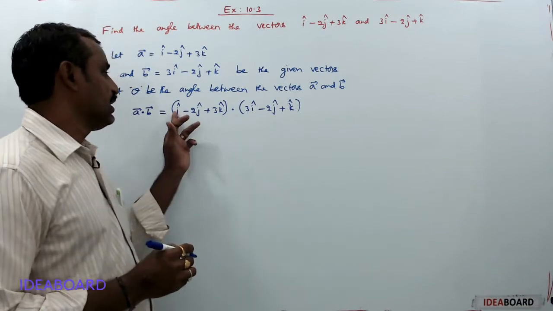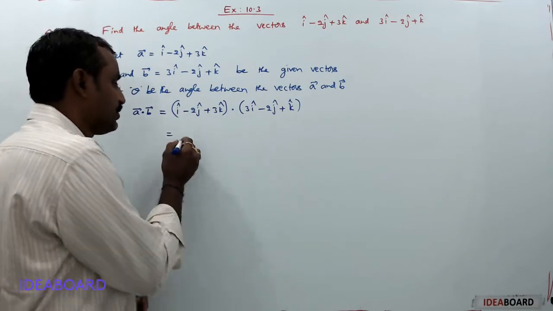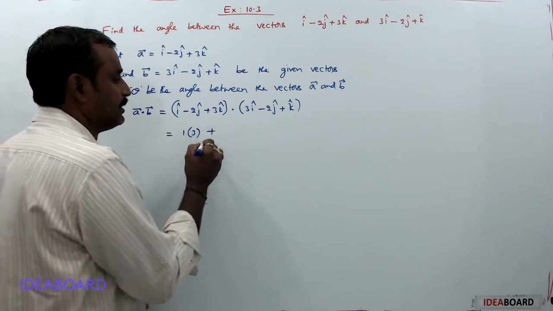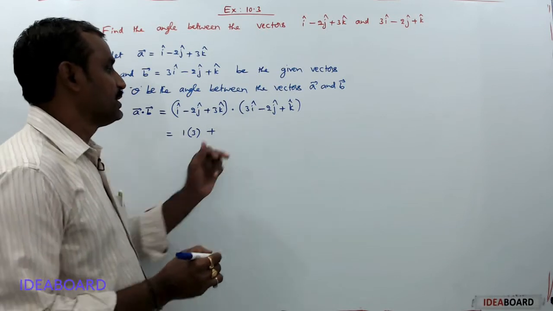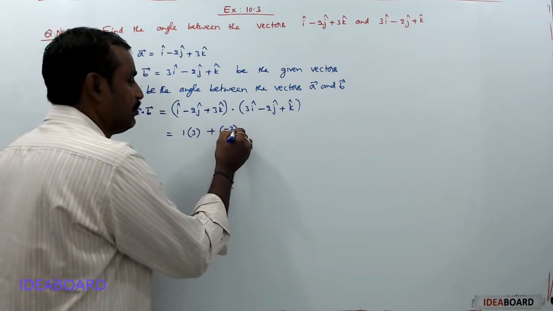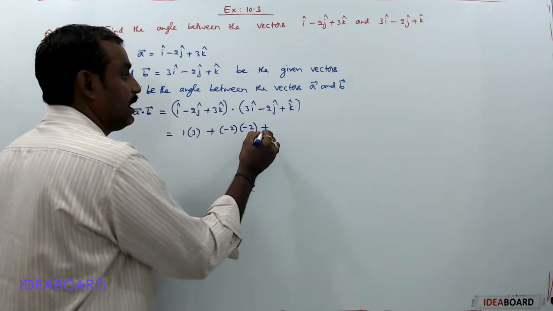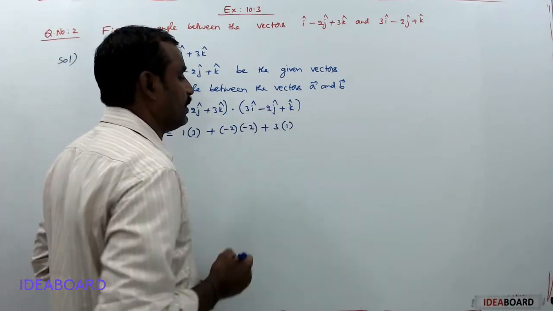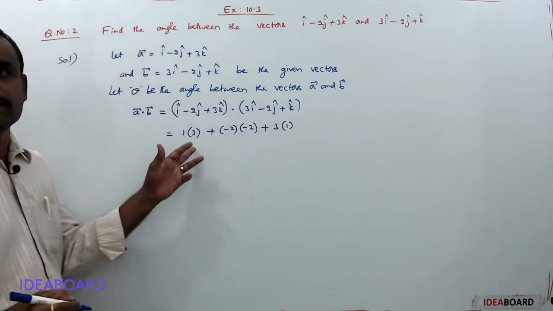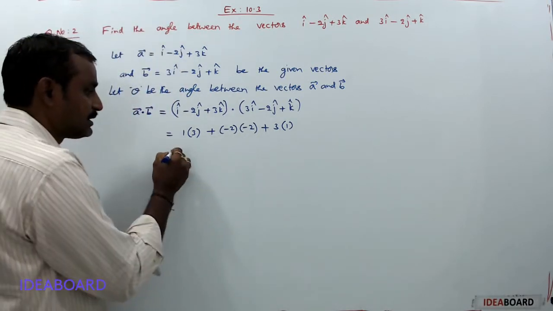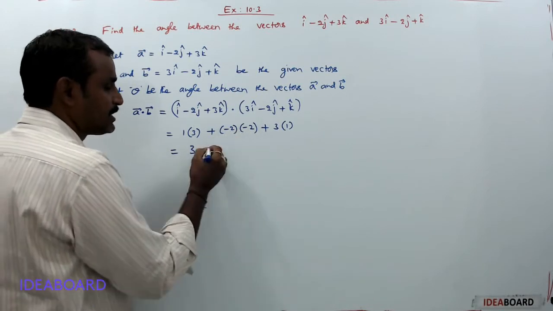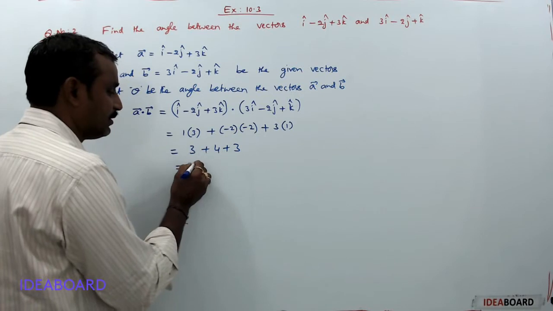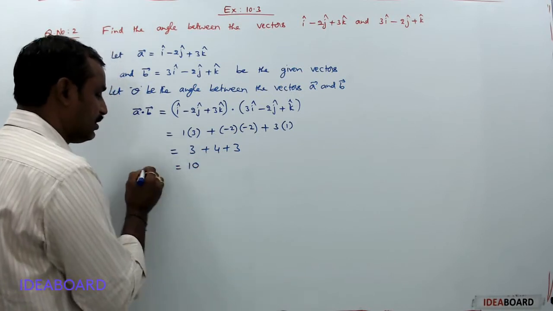Now the scalar components: first, the i coefficients, you multiply 1 into 3. Next plus, the j coefficients, minus 2 into minus 2. Next, the k coefficients, 3 into 1. Now simplify this value. This is 3, minus of minus is plus 4, plus 3. The total value is 10. This is the A bar dot B bar value.